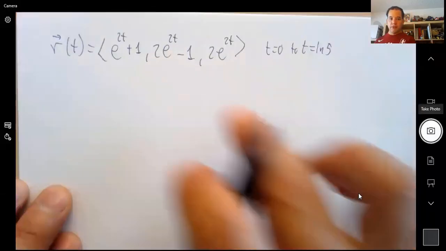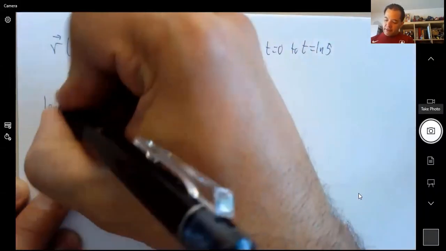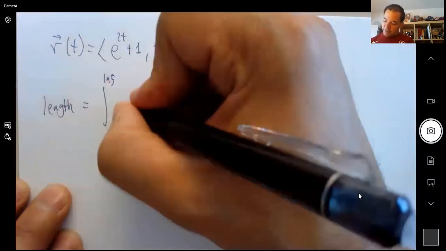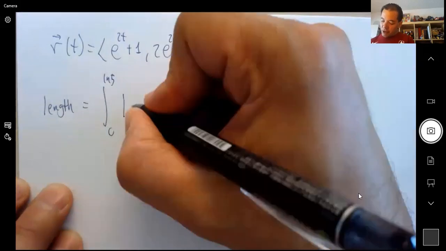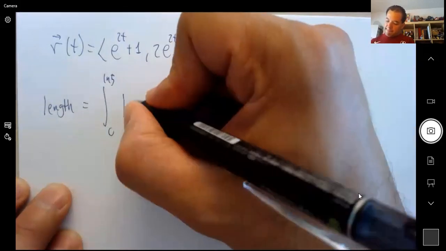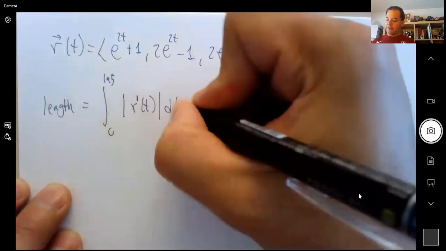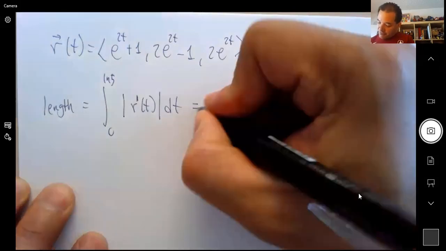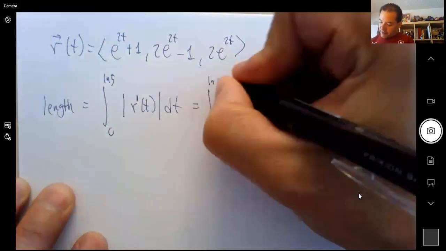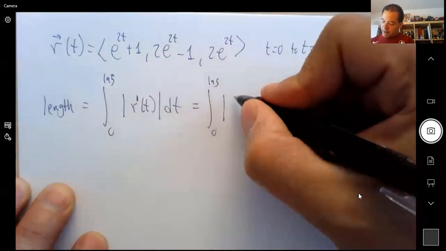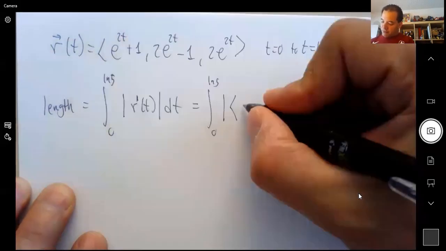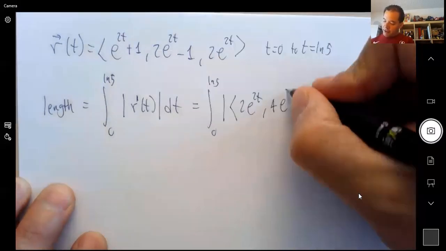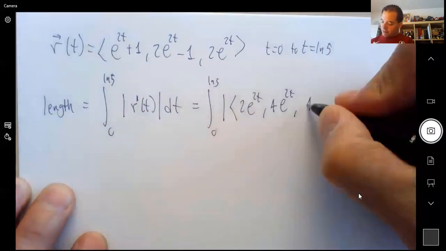So what is the length of this curve? So the length is an integral from 0 to ln 5 of the magnitude of the velocity, so r prime. So it's the speed. If you integrate the speed, you get the length of the curve. Okay, so you just need to do that. What is r prime? r prime is the derivative of this, that's 2e to the 2t. The derivative of this, that's 4e to the 2t, and the derivative of this, which is 4e to the 2t.